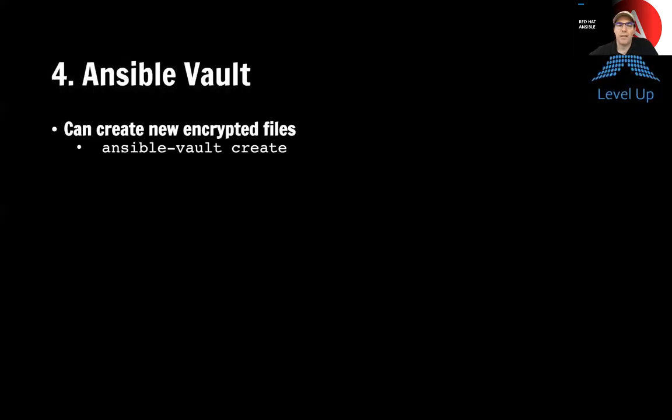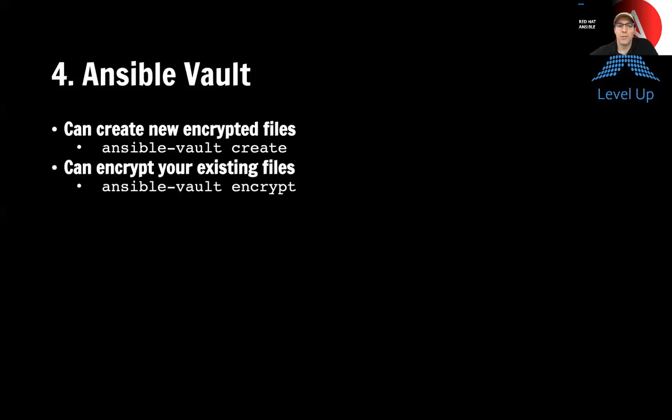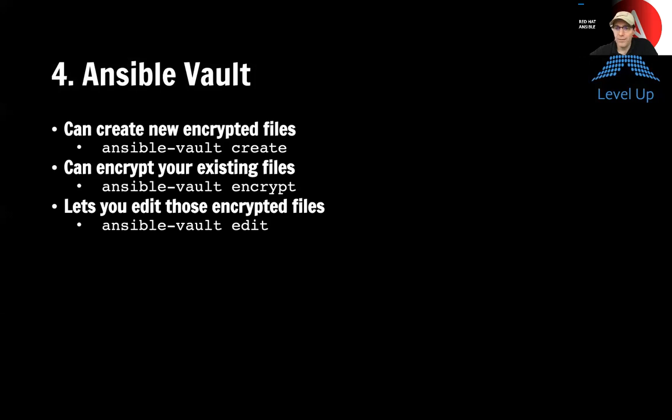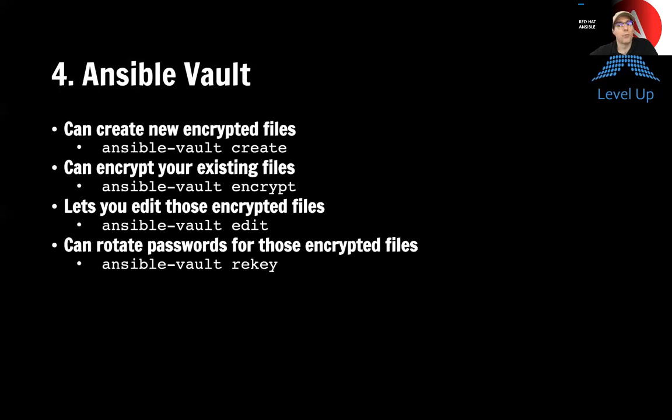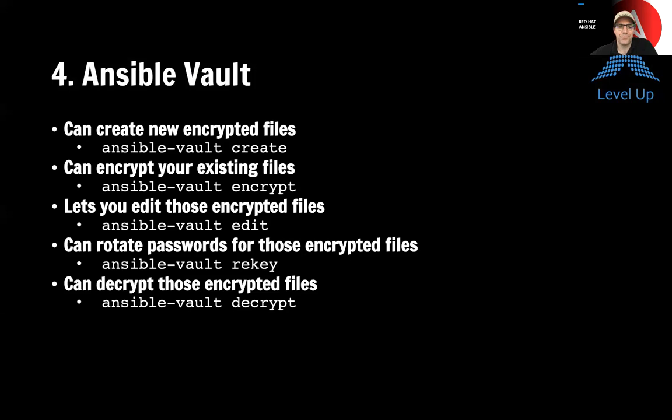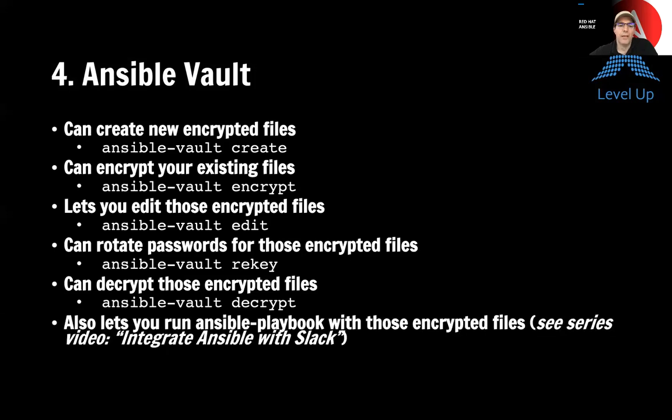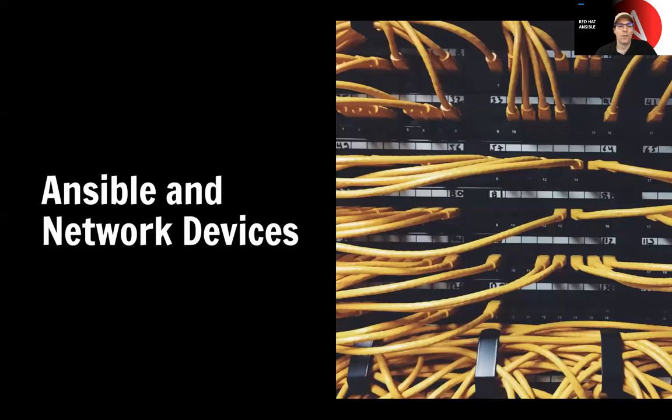So Ansible-vault, it can do a number of things. It can create new encrypted files. It can also encrypt your existing files. It can edit your encrypted files. It can rotate passwords for those encrypted files. It can certainly decrypt them. And it also lets you run inline with Ansible Playbook. So the idea here is that we're basically combining a Vault encrypted file with Ansible Playbook. And we've talked about this in a demo in a previous video around integrating Ansible and Slack. So you might want to check that out if you haven't seen it already for a live look.